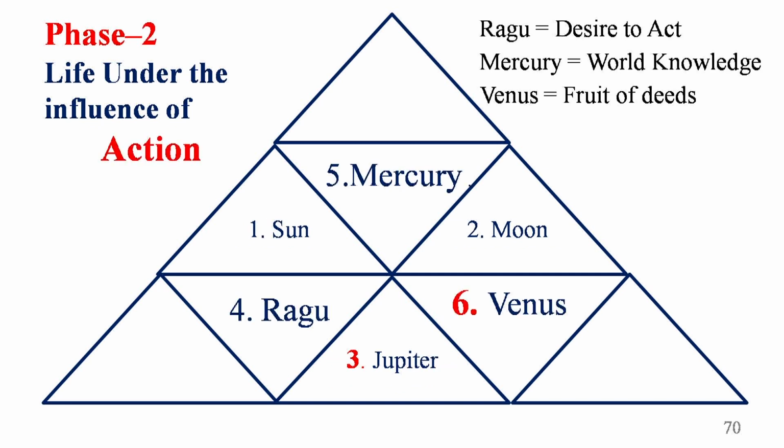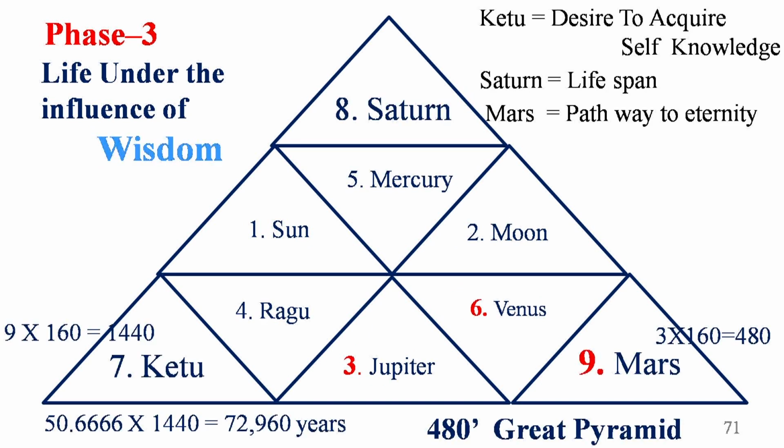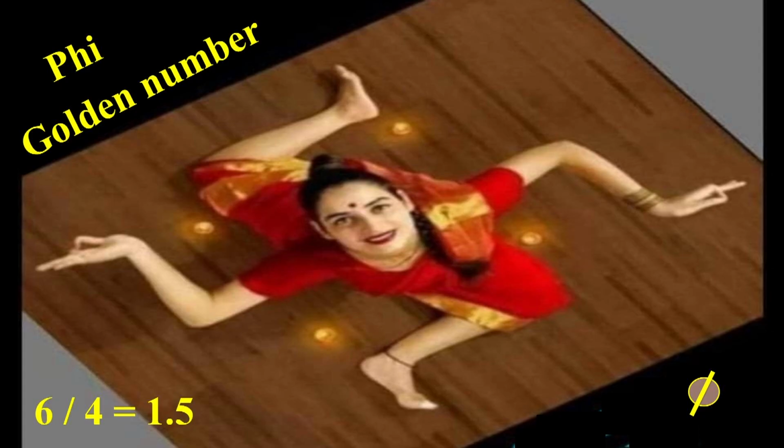Philosophically, in first phase, life is under the influence of desire. In the second phase, life is under the influence of action. In third phase, life is under the influence of wisdom. This mathematical concept had emerged from India and also reflected in its culture.